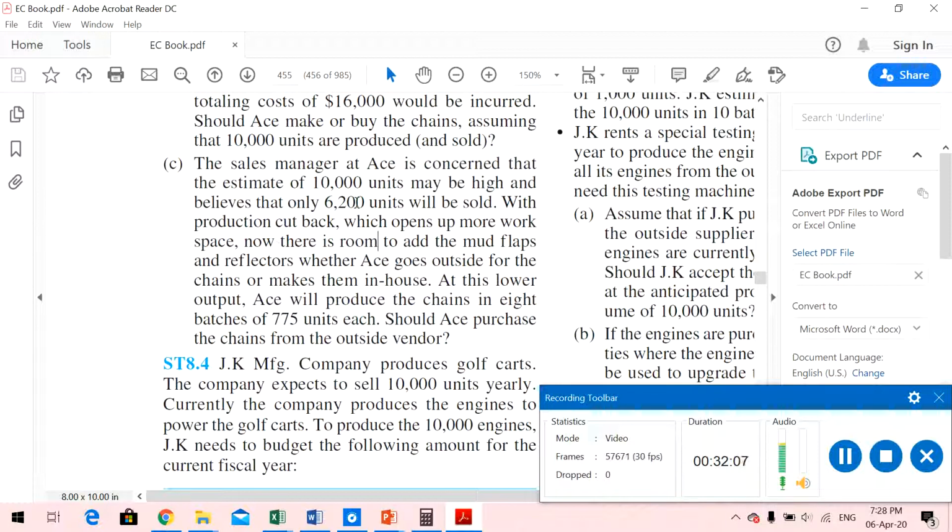So with the production cutback, you cannot produce and sell 10,000, you have to produce less. So we have more space left now, right? And there is room to add the mud flap and reflectors. Now we are producing less, we have a space where we can improve our product, right?